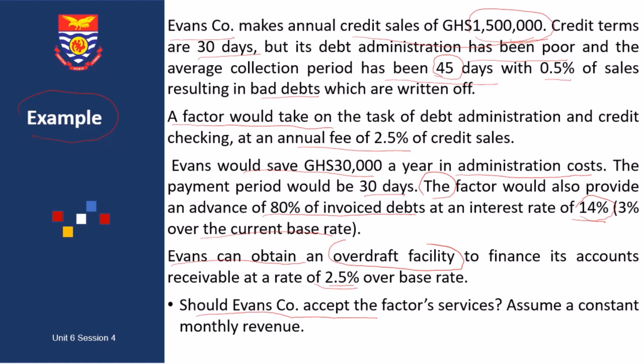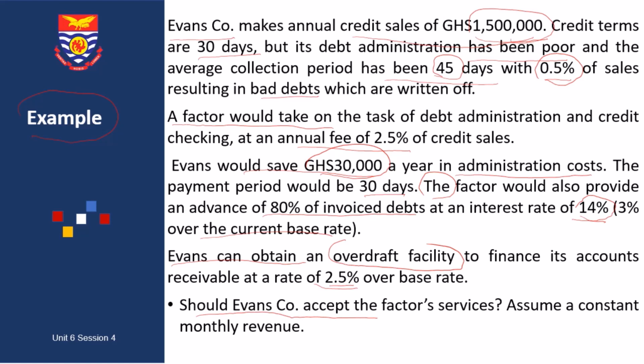Of course, if you are to manage it yourselves, or if you are not to employ the service of a factor, you'll be incurring a bad debt, right? There is a bad debt somewhere. Where is the bad debt? You'll be incurring a bad debt of 0.5% of sales. It's also another cost to us that we will be incurring. So that is how you do it. And of course, you'll be incurring administration costs of 30,000 per year if you are not employing the service of the factor.